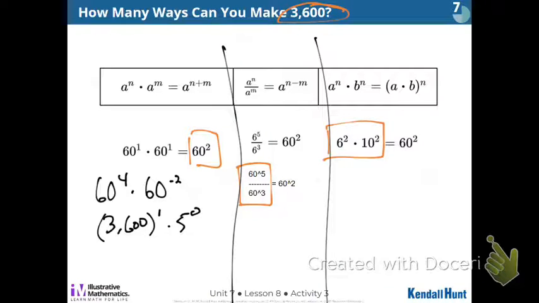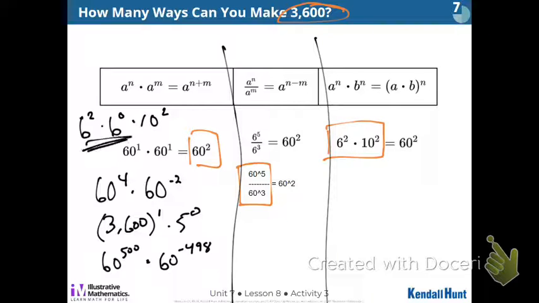3,600 times 1. What about, here's a fun one. 60 to the 500th times 60 to the negative 498th. That's kind of fun. All right, Ryan, what you got? 6 to the power of 2, 6 squared, times 10 squared, times to the power of 0.